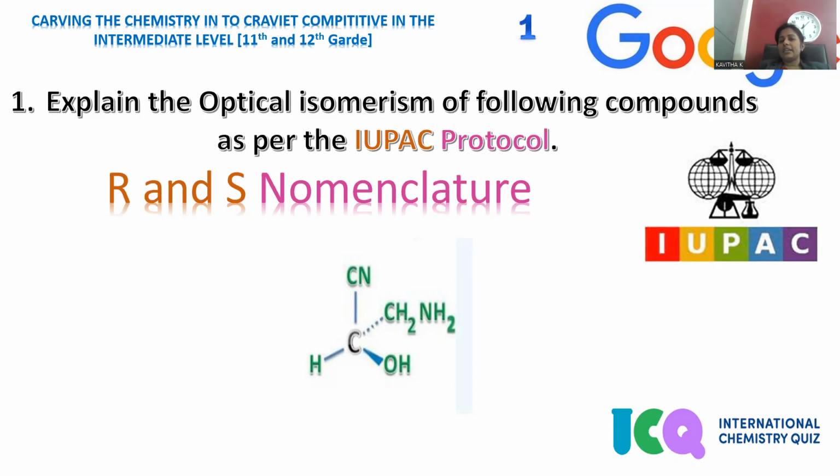The compulsory condition for optical isomerism, or RS nomenclature, is chirality of the carbon. Any carbon accompanied by 4 different functional groups in its vicinity. If you look at this carbon, cyano is one functional group, CH2NH2 is another, OH is another, and hydrogen. So here 4 different functional groups are located. Hence, we can say it is a chiral carbon atom. If the chirality is there, then only you can assign either R or S nomenclature, right?